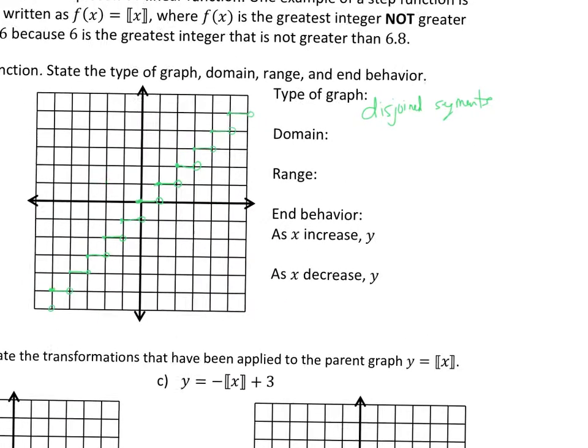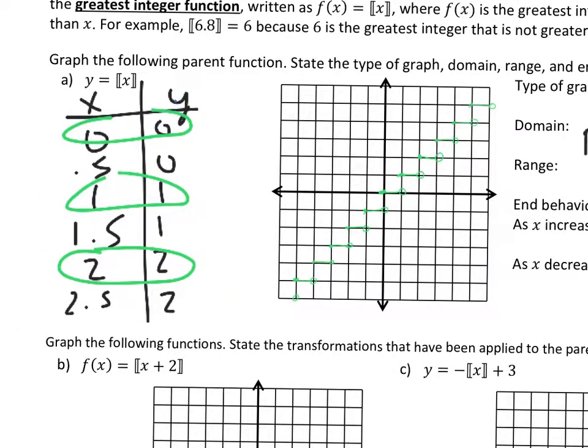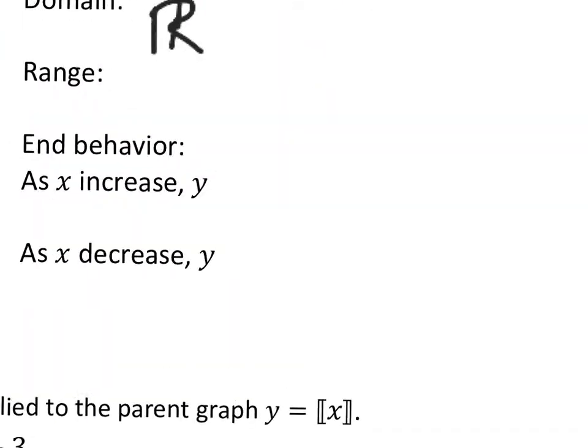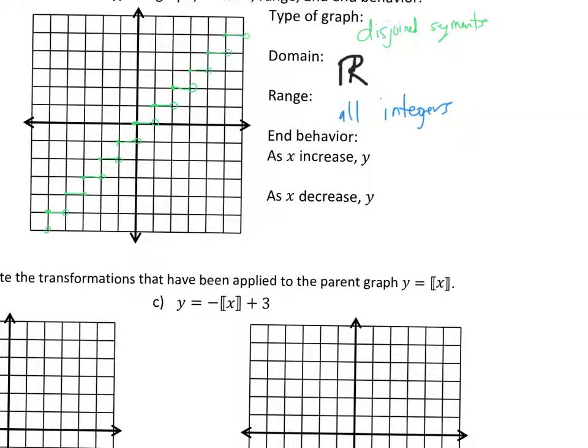Okay, what is the domain? Well, it looks like this is going on forever, so our domain is all real values, or all real numbers. So I'm going to use the symbol for all reals. The range, let's see, we're just talking about the y, the outputs here. It looks like they're all whole numbers, but they can also be negatives. So again, that's any integers. And our end behavior: as x increases, y increases. And as x decreases, y decreases.